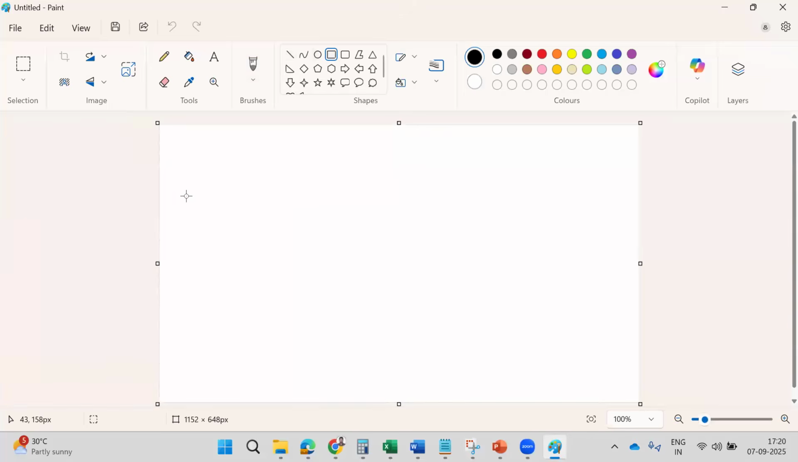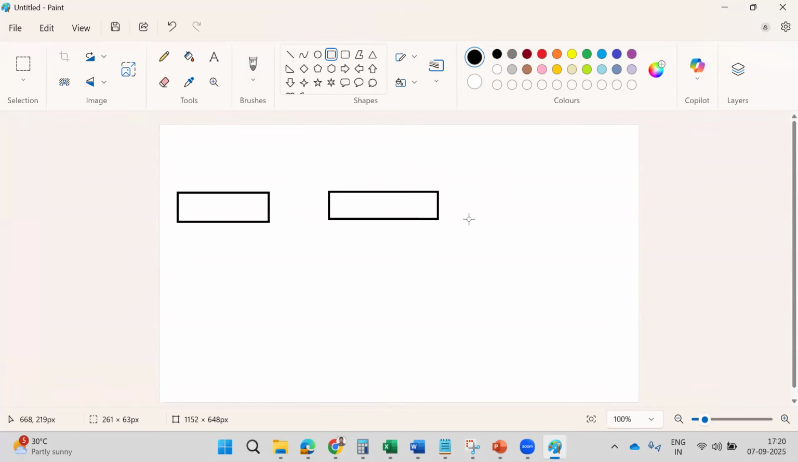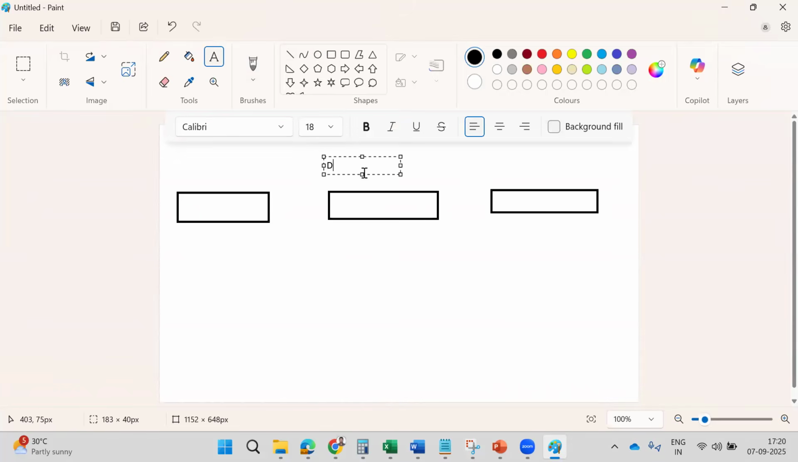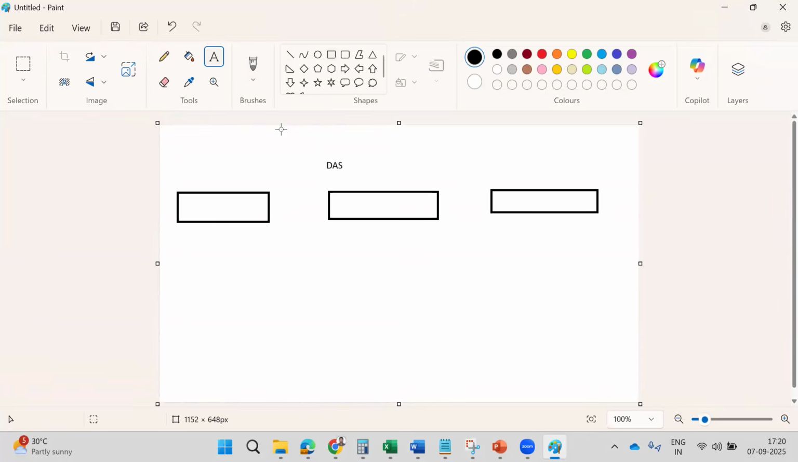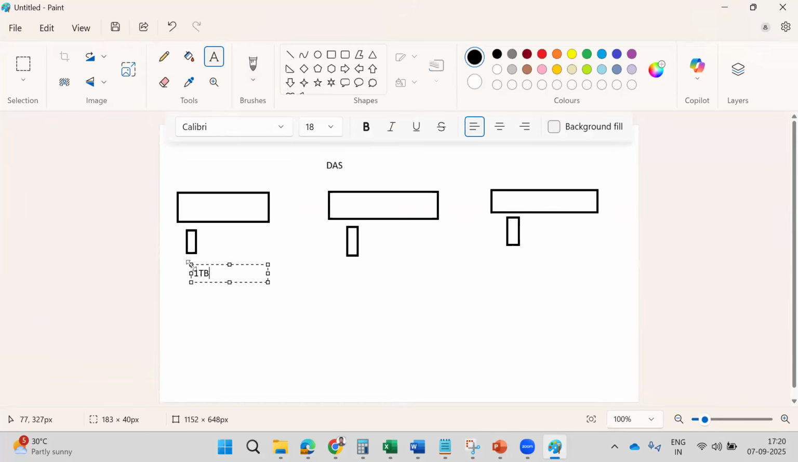Okay. So let's take a scenario. We have three different servers in a data center. And this is DAS. So now these servers have locally connected storage. Let's say each server has one SSD or hard disk connected, and the capacity of each disk is 1 TB.